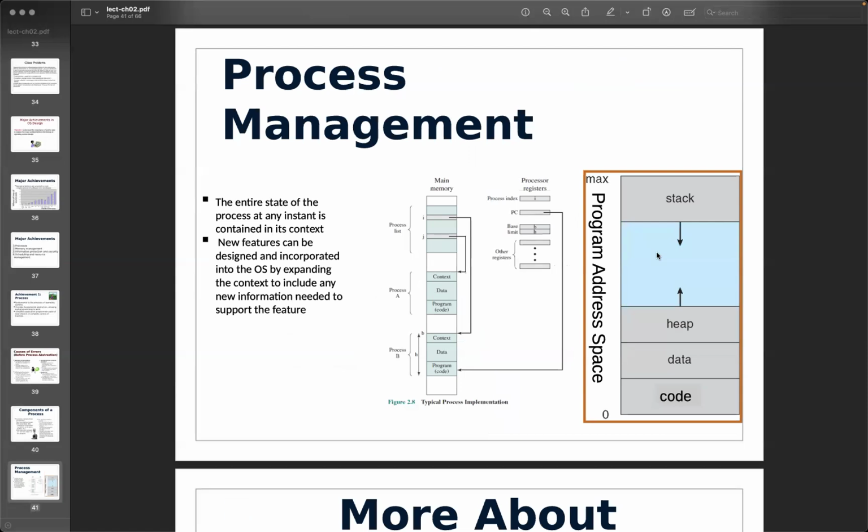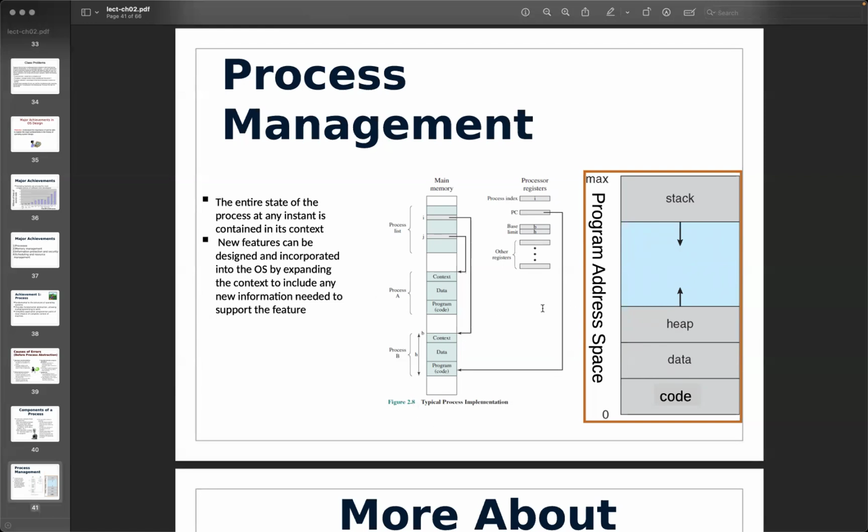And when we manage the process, it's more like the address space here. We start with the stack, then some empty memory, and then we have the heap data and the code. And in the process registers, we can see the process index and the PC.